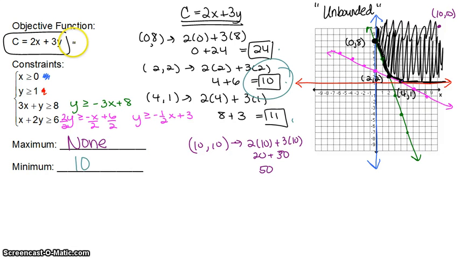Plug them into the objective function. If it is bounded, you will have a max and a min. If it is unbounded, you will have one or the other.